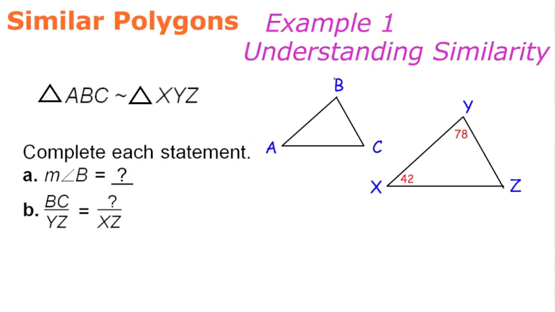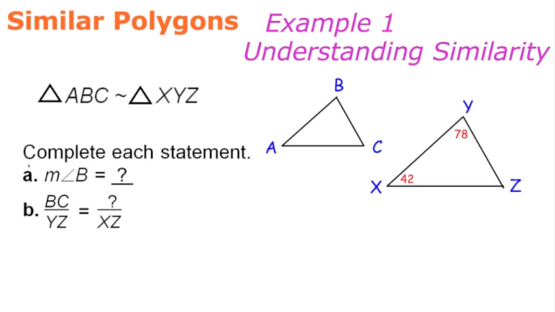Example 1, understanding similarity. Triangle ABC is similar to triangle XYZ. First thing you should know is this is the sign for similar. It's the top of the congruent symbol. Just as with congruence, with similarity, the order of the vertices is important. That means that angle A corresponds to angle X, angle B corresponds to angle Y, and finally angle C corresponds to angle Z.